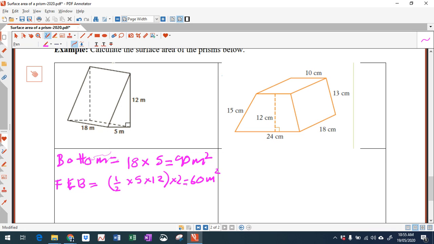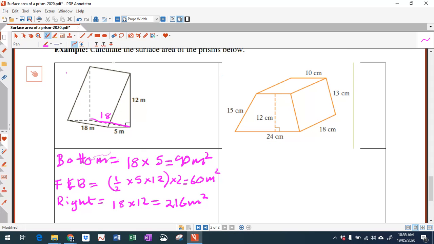Now the next easy thing to work out is the right side. So we'll do the right side first. The base of the right side is this length here. That's 18. So we're going to get 18 by 12. 18 by 12 is 216 square meters.